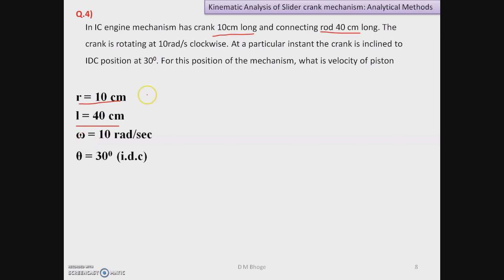Now angular speed of the crank is 10 radian per second clockwise. So omega equals 10 radian per second. At a particular instant, the crank is inclined to IDC at 30 degrees, so theta with respect to IDC is 30 degrees. For this position of the mechanism, what is the velocity of piston? This is a very simple numerical. So we'll find N, which is L divided by R, 40 divided by 10 is 4.